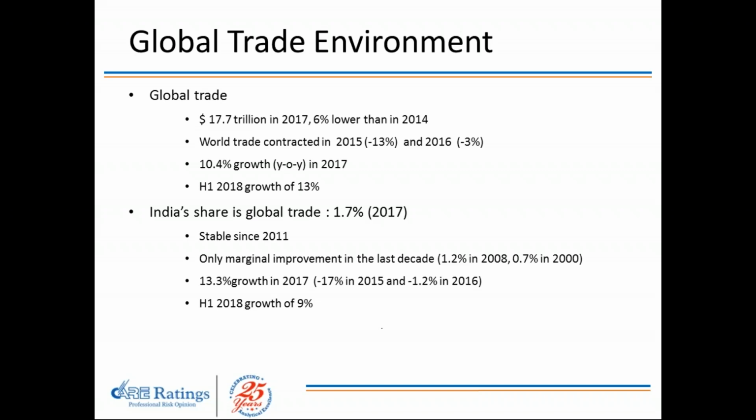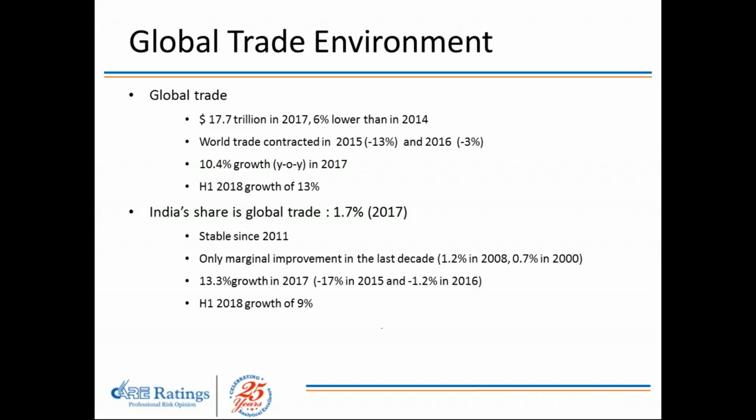India's share in world exports is very small. It is less than 2% of world trade. There has been only a marginal improvement in the country's share in the last decade. It was 0.7% in 2000, which rose to 1.2% in 2018 and has been stable at 1.7% since 2011. China, in comparison, has a share of 14%, which increased from 7% in 2015.